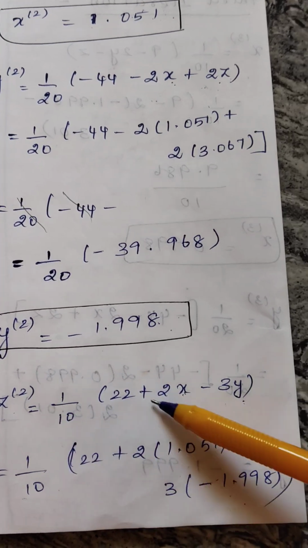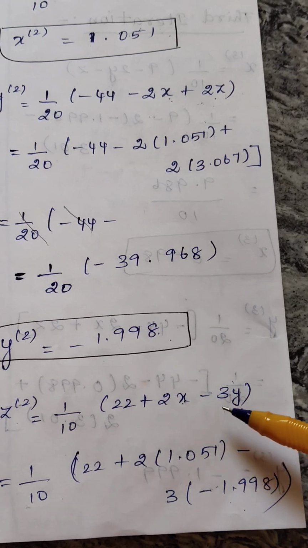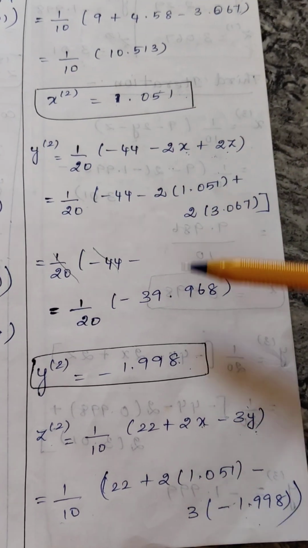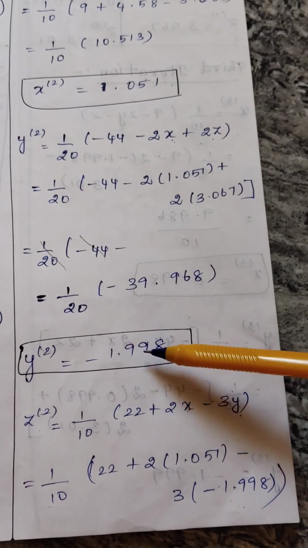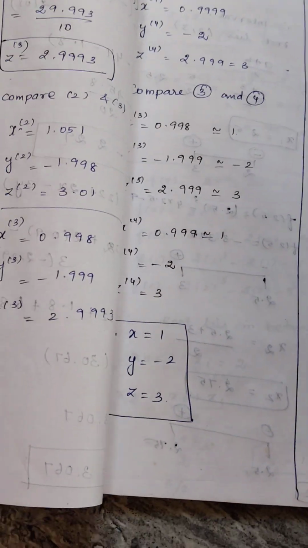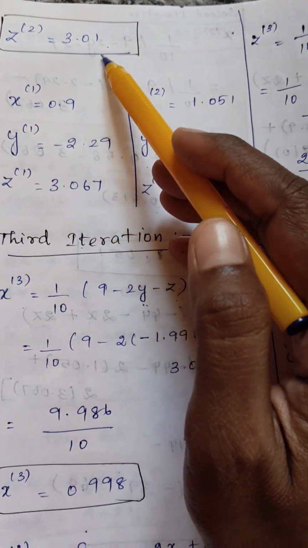At last, z power 2, that means the second iteration of z. As usual, the equation of z. Here I am going to substitute the x as well as the y. The x value is the last value, that means the before value, 1.051, and the y value is minus 1.998. I am going to substitute both values. So the value of z power 2 is equal to 3.01.